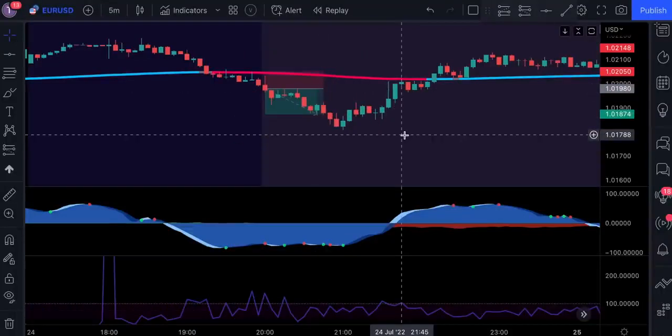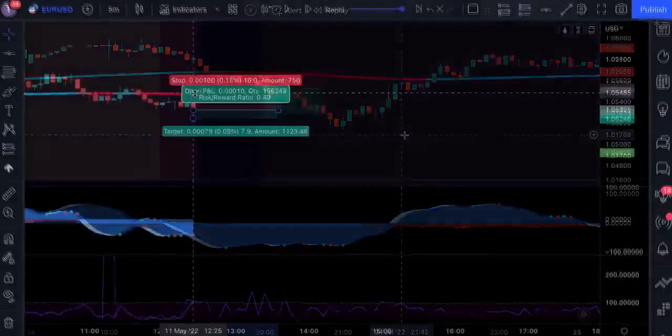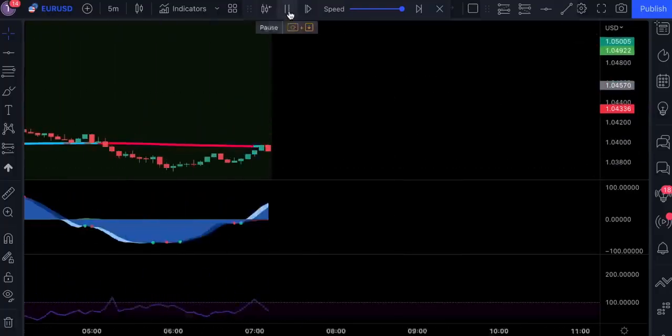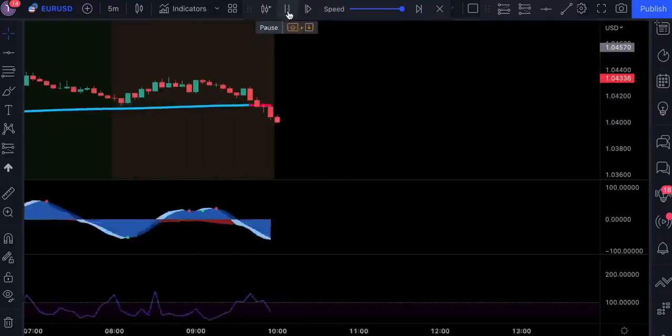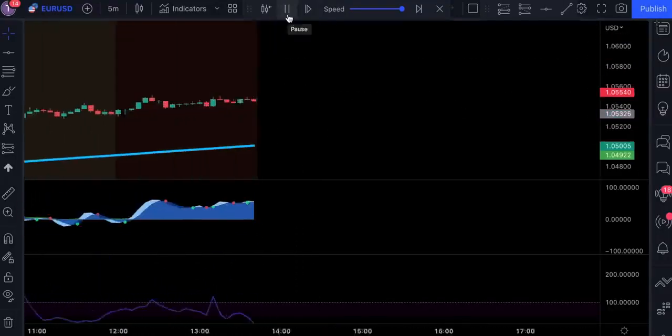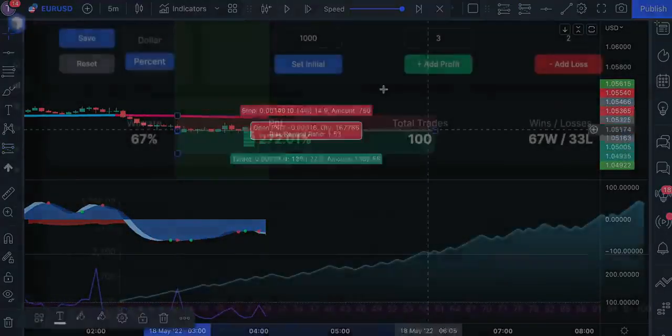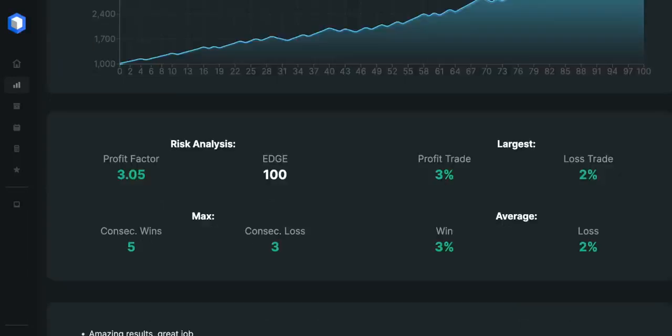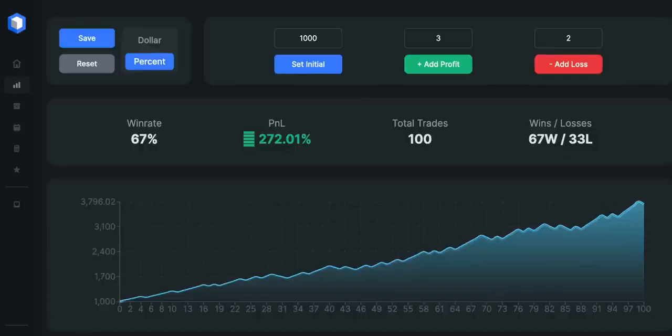Okay, now let's do our second backtesting to see if the results are any better. Okay, the second backtesting is finished and here are the results. The win rate for this strategy has dramatically increased to 67% and we gained over 272% of profits on our account. The profit factor is 3.05 and we had 5 consecutive wins against 3 consecutive losses. So yeah, the strategy is definitely showing some impressive results and the equity curve looks fairly stable.